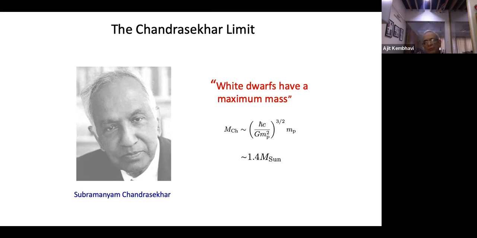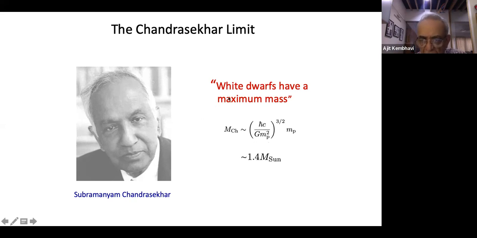But people thought that all stars will end their life as white dwarfs. But it was Subrahmanyan Chandrasekhar, when he was 19 years old, on the boat going to England from India, who did this calculation and said that no, there's a maximum mass to the white dwarf. And that maximum mass is given in terms of these fundamental constants.